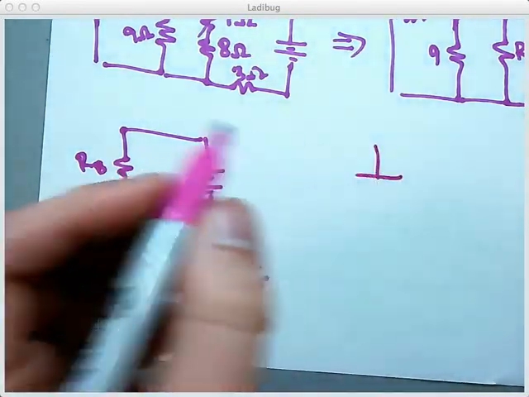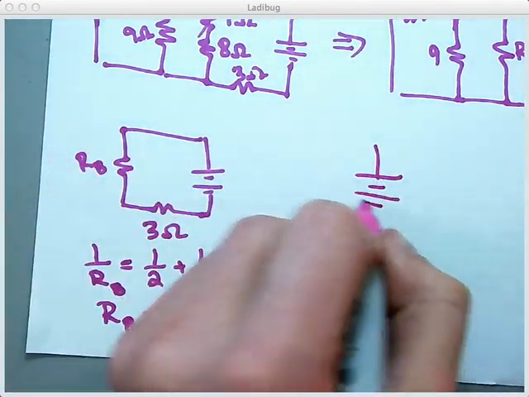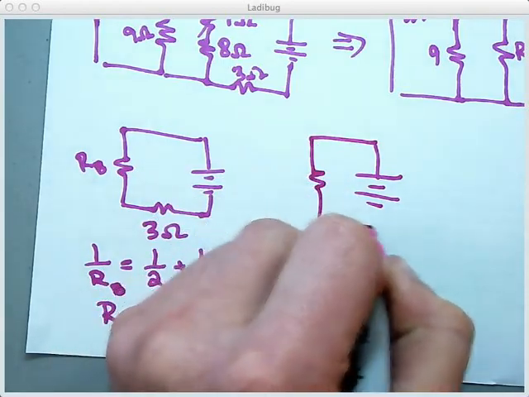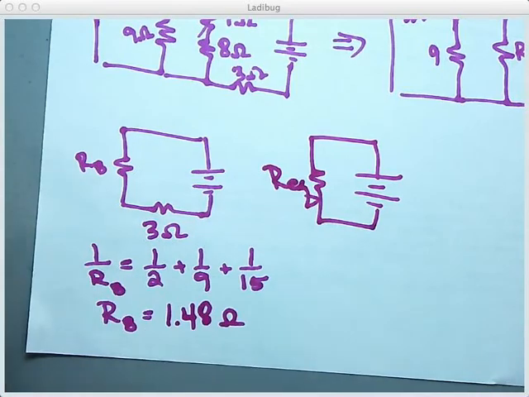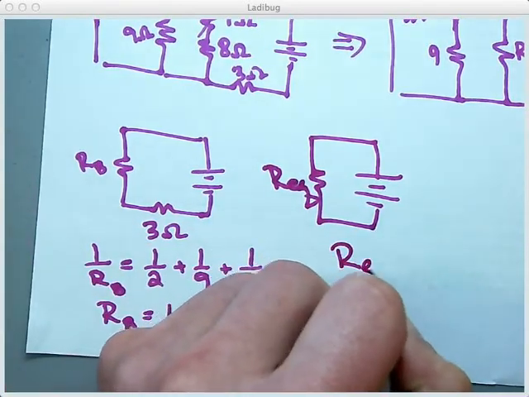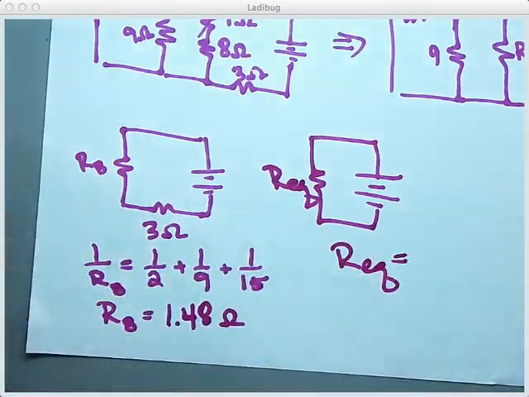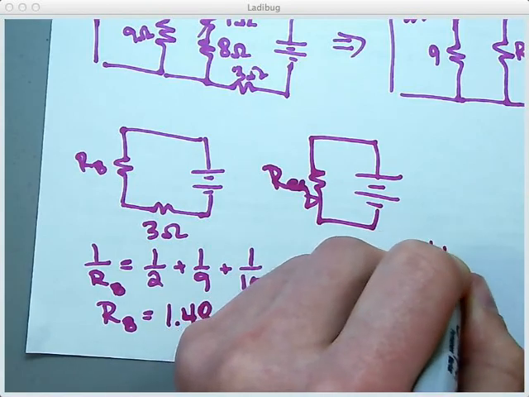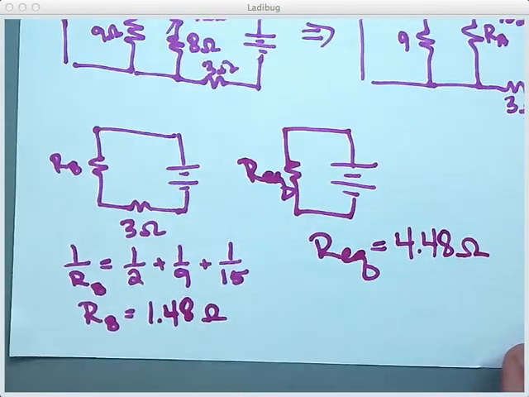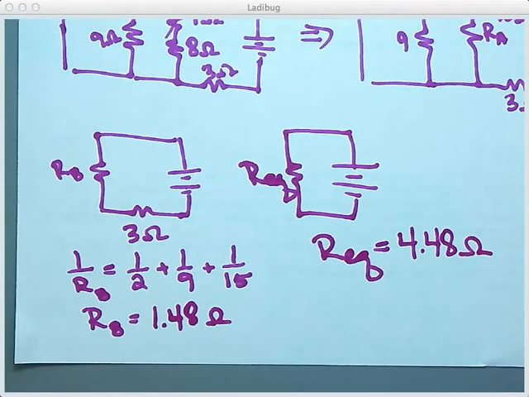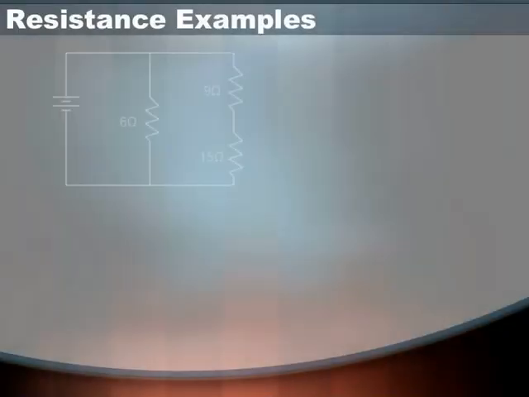And so that's going to combine into REQ. Okay, those are in a series. They combine together. And so REQ here is going to be 4.48 ohms. Make sense? Easy, right?